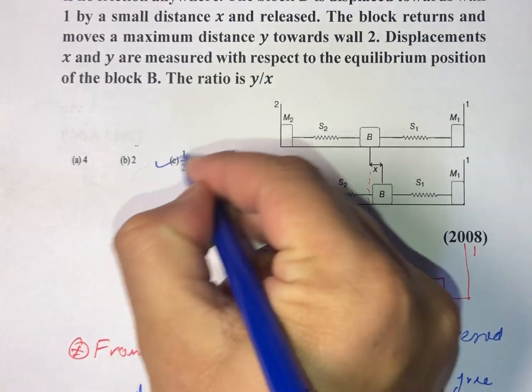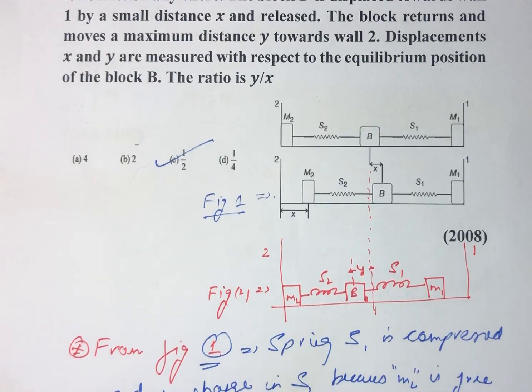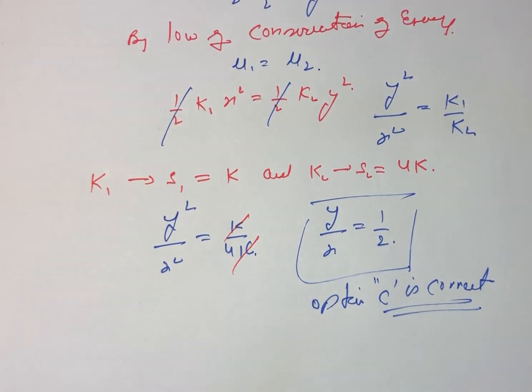We have option C as 1 by 2, which is the correct option. So this completes the question.